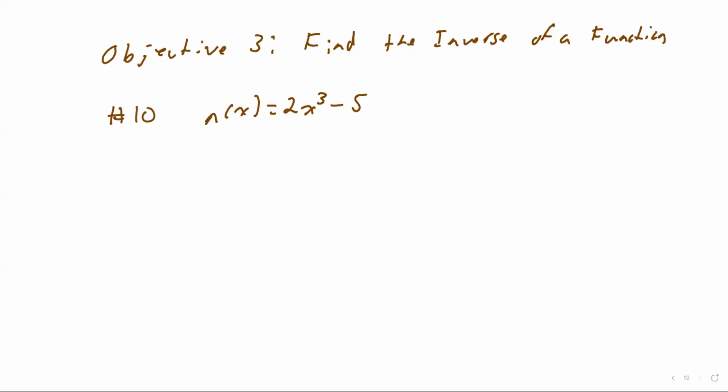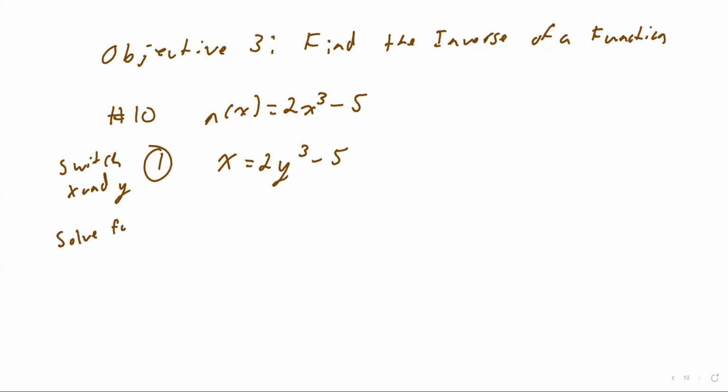I think it's like 4 steps. I don't remember. We'll count them out together. Step 1, switch your x and your y. Remember that n of x is a fancy way of saying what? Y. So we're going to switch x and y. So this is now going to be x equals 2y cubed minus 5. That's step 1. Switch x and y.